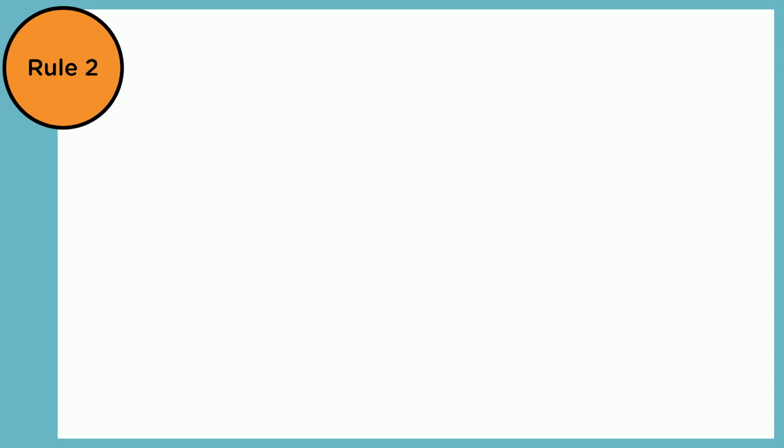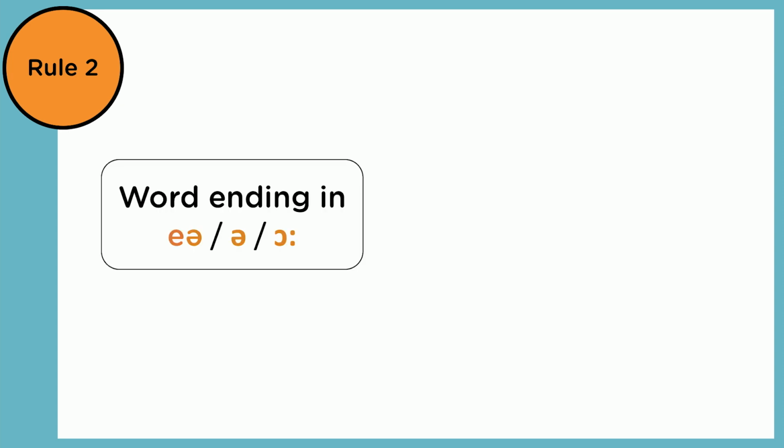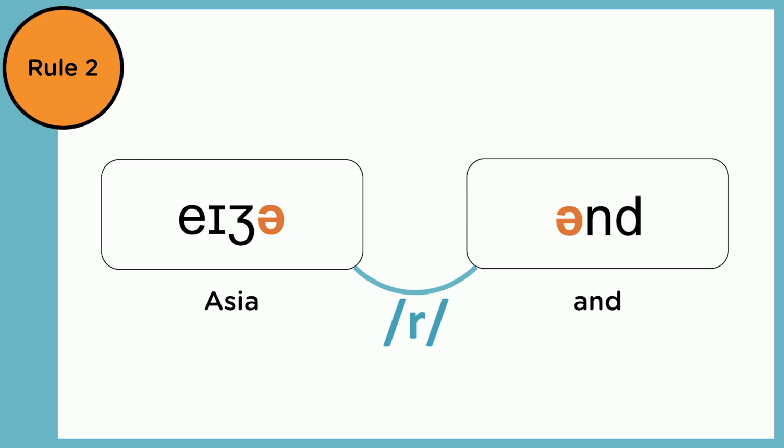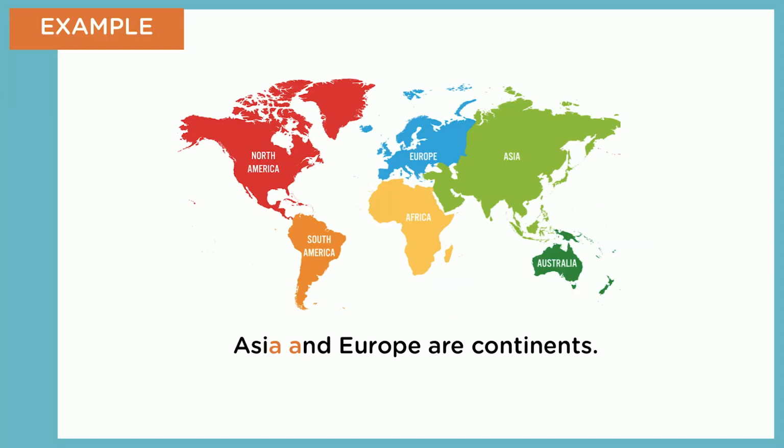Let's look at rule number 2 for adding sounds. When you have a word that ends in or, and the next word starts with a vowel, we add r. So let's look at this example. We have the consonant Asia, ends in the schwa, Asia. And the next word could be and. When we put them together in a sentence, we say Asia and Europe are continents. Asia and. Not Asia and Europe. There you go. Asia Rand. That's it. Ready for rule number 3?